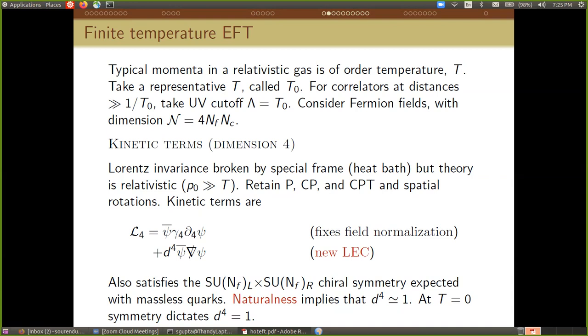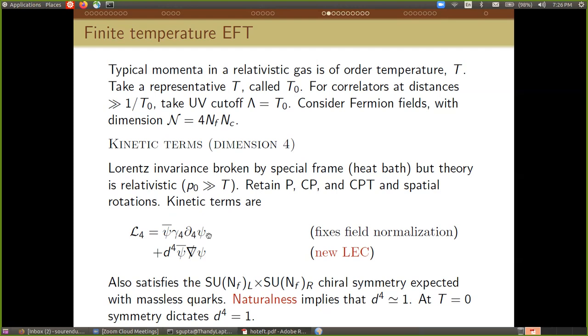So we'll consider fermion fields. Fermion fields will come in NF flavors, NC colors, and four Dirac components. So the number of dimensions of the fermion field is this curly N, which is 4 NF NC. Now let's write down the kinetic terms. Kinetic terms are dimension 4 objects. Lorentz invariance has been broken because of the special frame that we have, but the theory has remained relativistic. So we should retain P, CP, and CPT symmetries. We should retain spatial rotations. So the only dimension 4 kinetic terms that we can write down in a theory with fermions are these two terms, psi bar gamma 4 d4 psi.